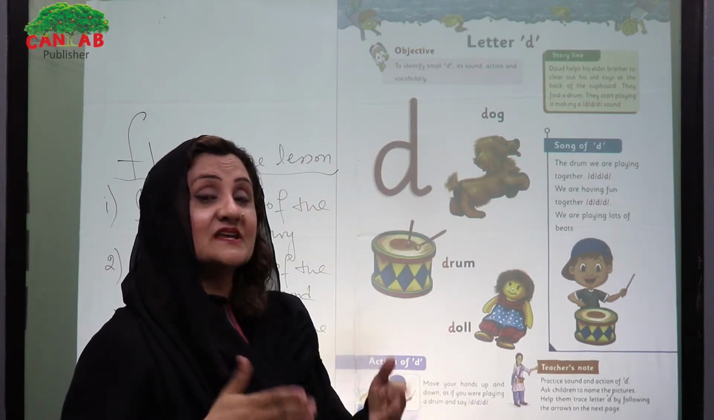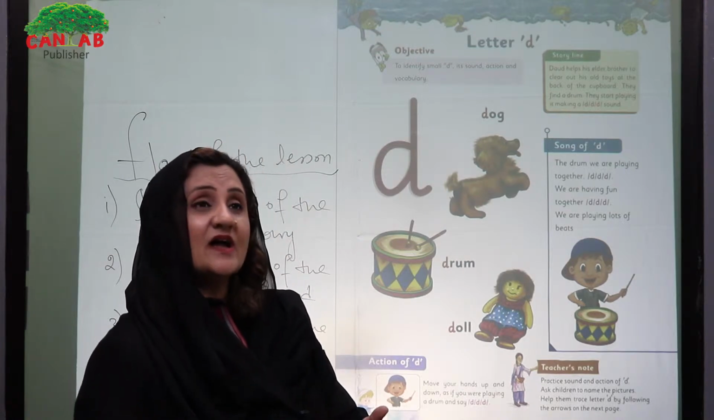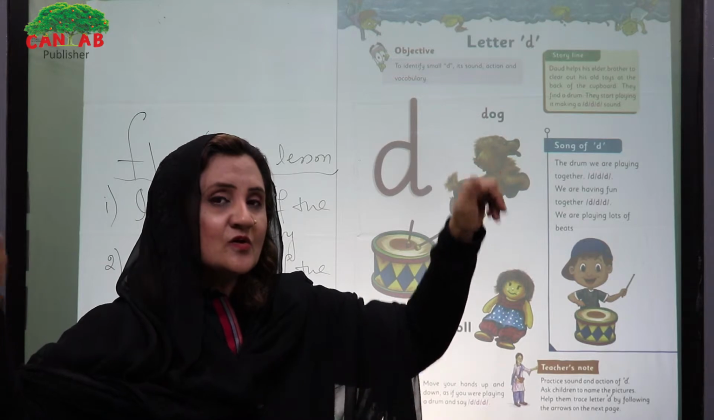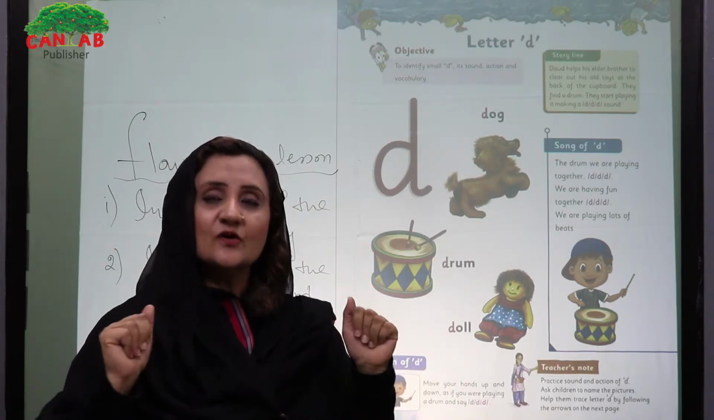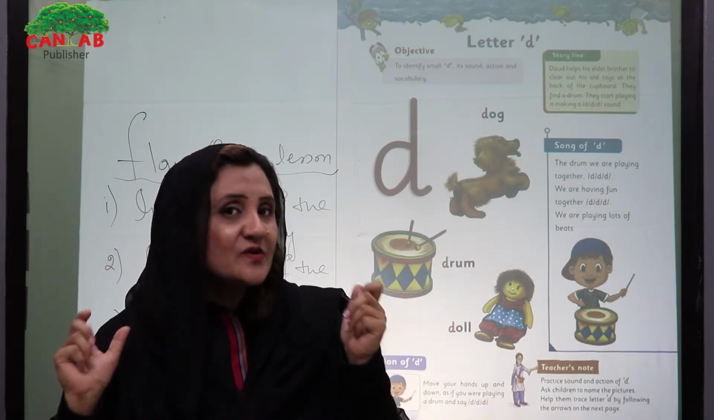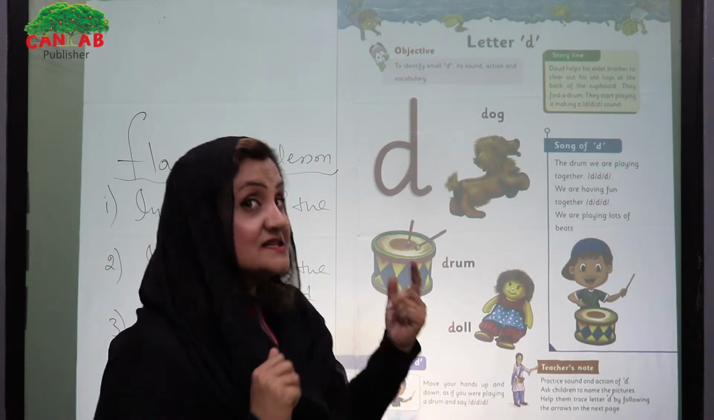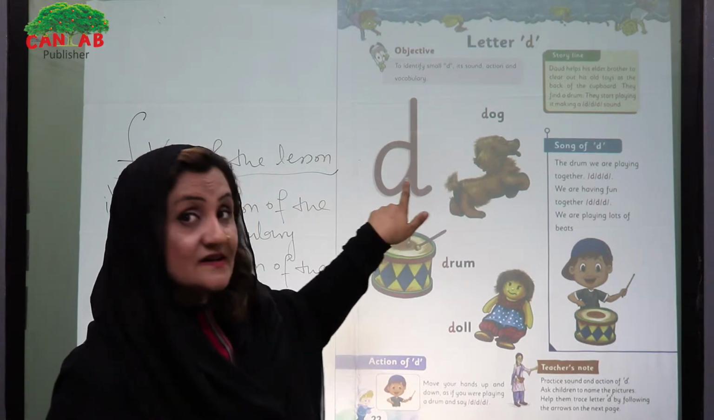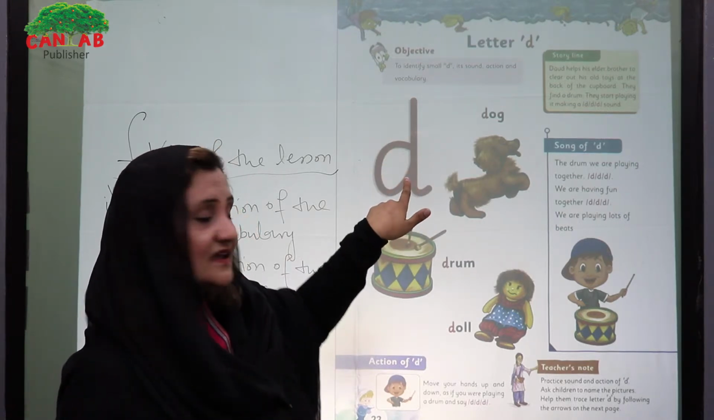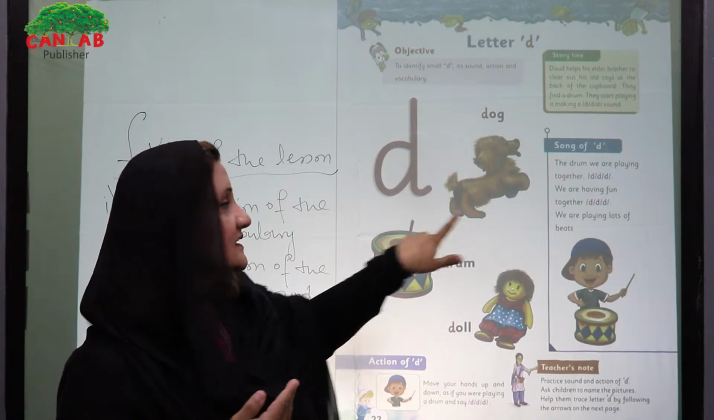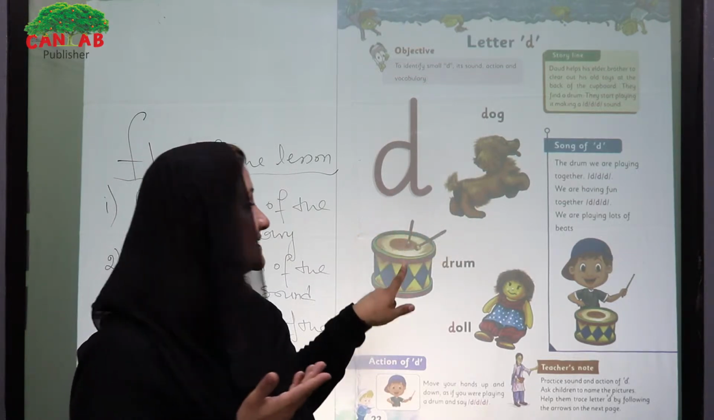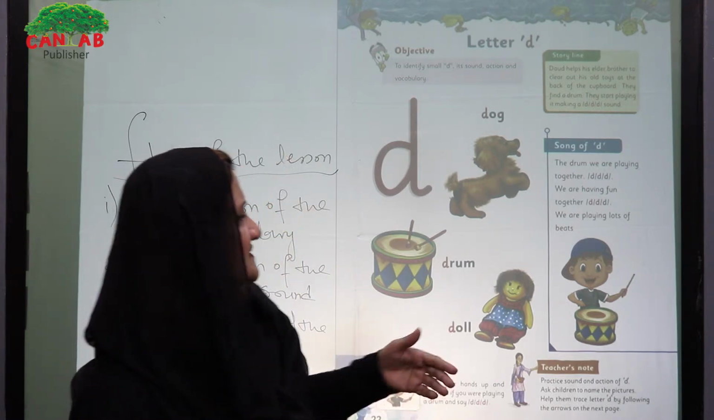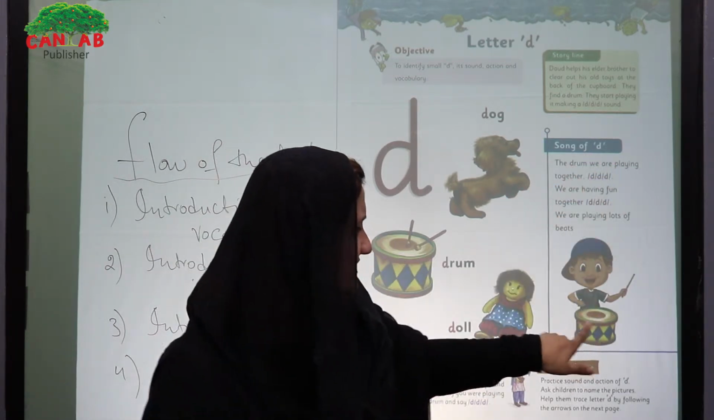Duh is the beginning sound. And like we have choo choo choo, which is the sound of a sparrow, and meow meow meow, which is the sound of a cat. Similarly, duh is the sound of letter D, and this is letter D. D says duh, dog. D says duh, drum. D says duh, doll.